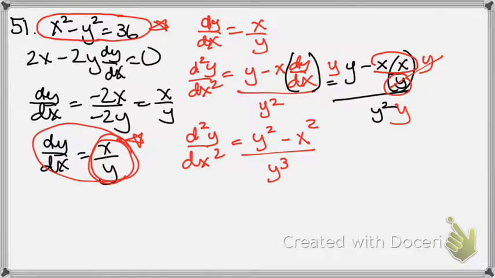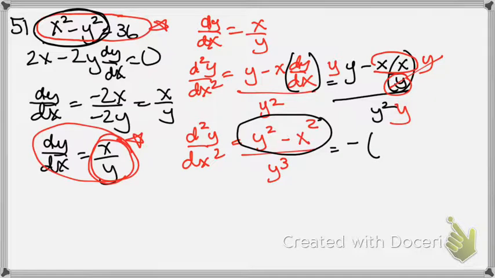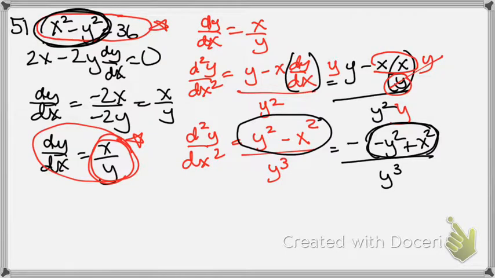And honestly, normally that would be the end. But for this one, this is definitely not the same as this, but it's close. If you factor out a -1 from the numerator, you're left with negative y squared positive x squared. And now that is the same as x squared minus y squared. And x squared minus y squared can get replaced with 36. So this last part, they replaced this guy with a 36, and that's why they got -36 over y cubed.